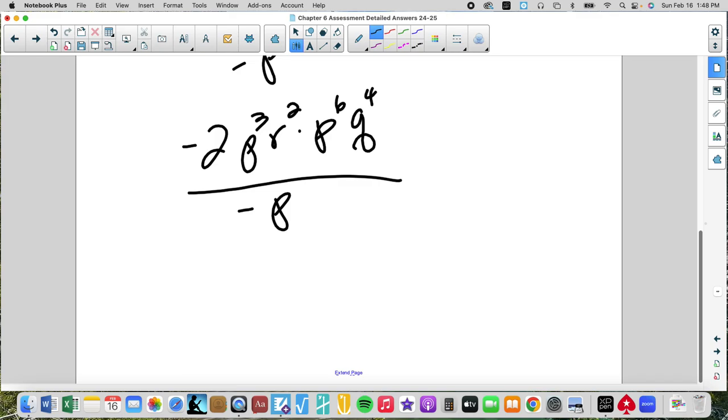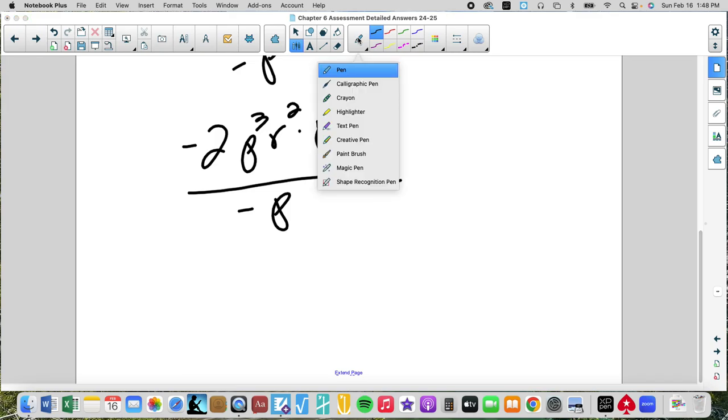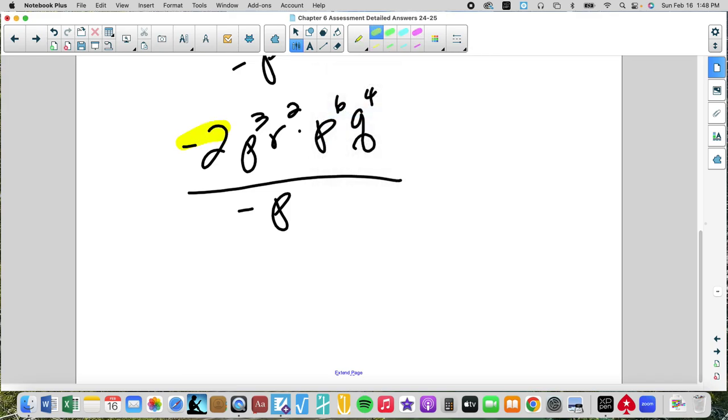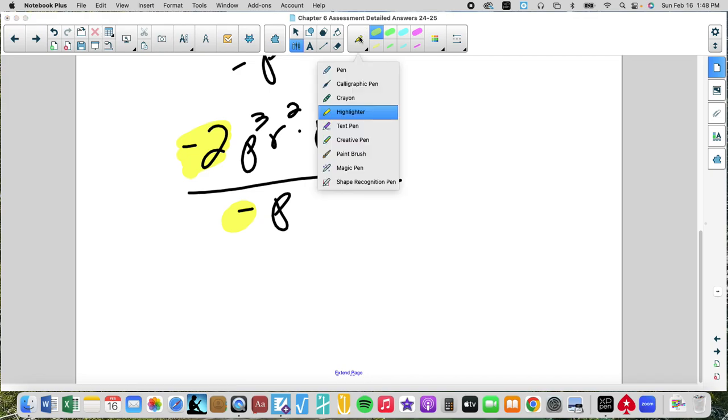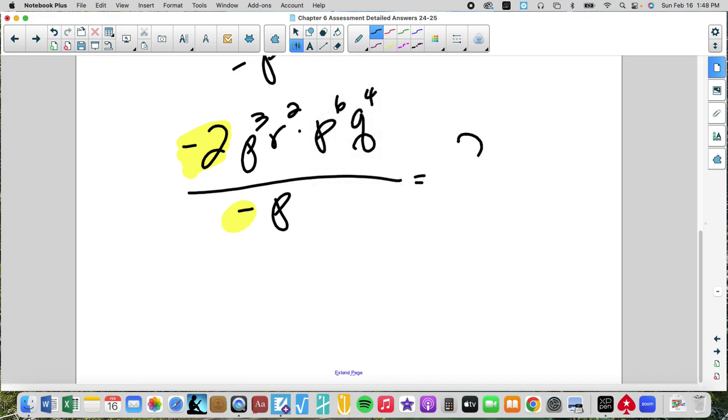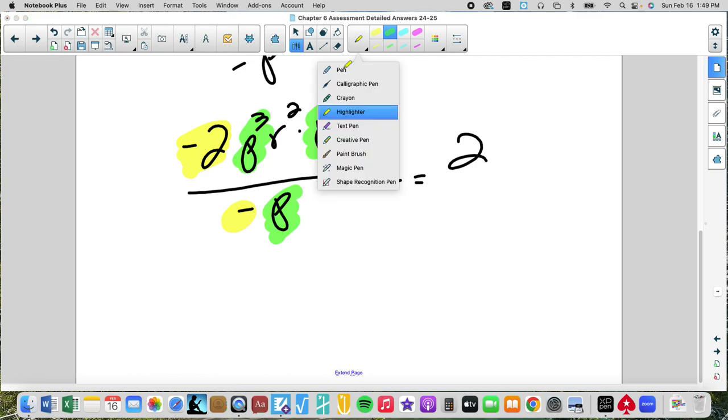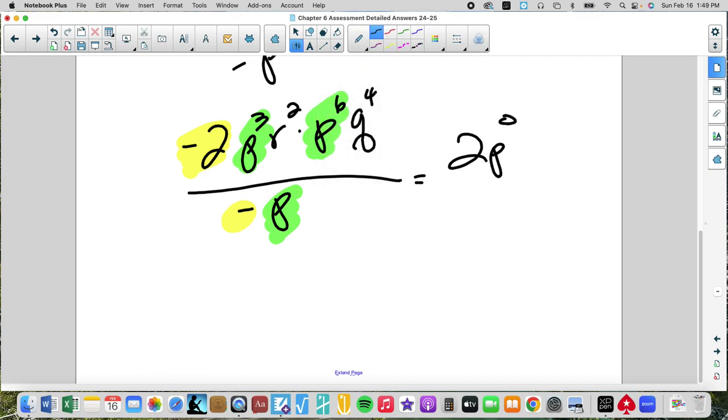Now I'm going to deal with it. This looks like our starting problems on the assessment. We have coefficients. Negative 2 over negative 1 produces positive 2 in the numerator. We have p to the third, p, and p to the 6th. So that's going to leave me with p to the 8th in the numerator.